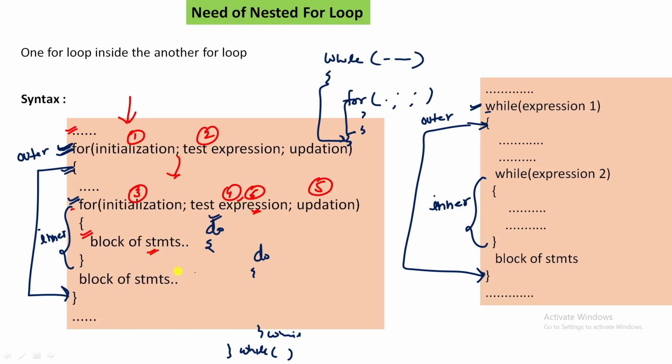We will execute it, then again we will go here, then again we will check the condition. If it is false now, then we'll come out of this for loop and we will execute this statement, and let's say I can term it as 7. After executing this statement, we will again go back here.